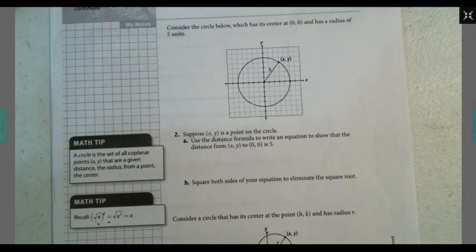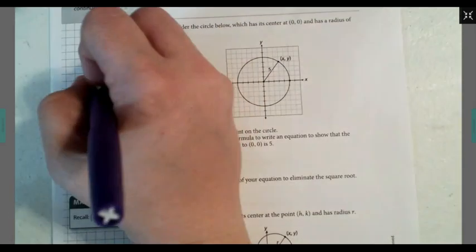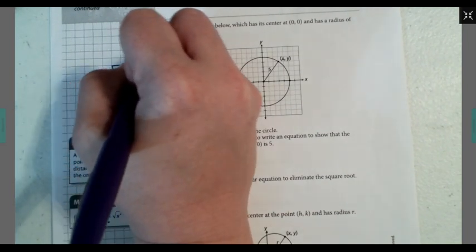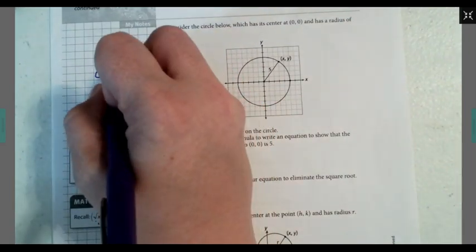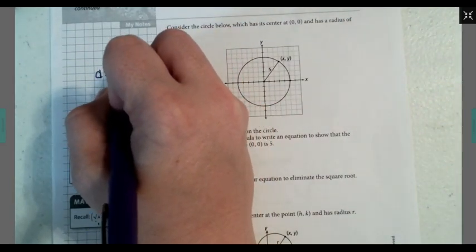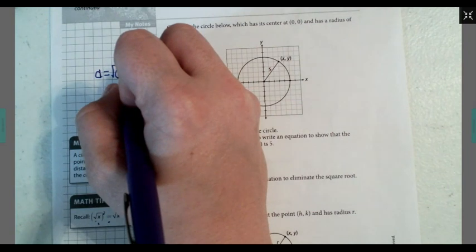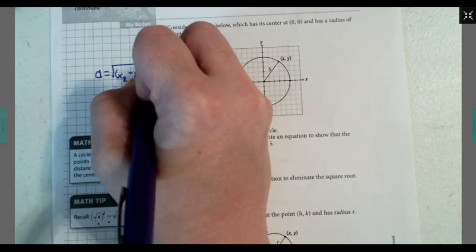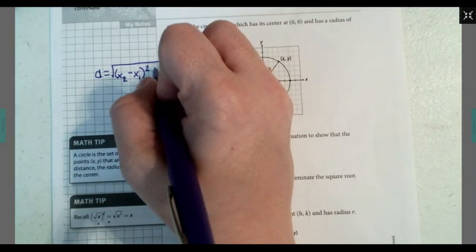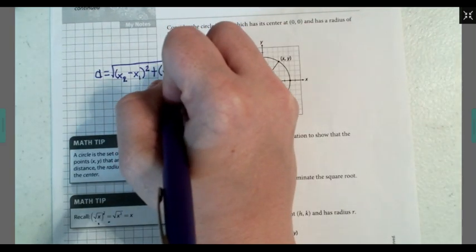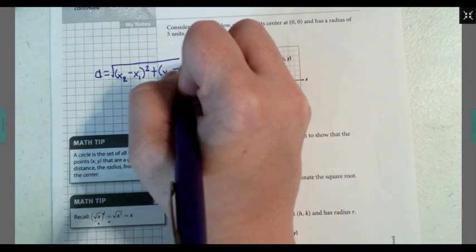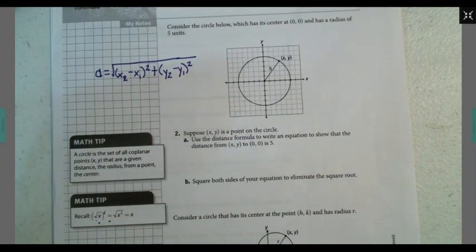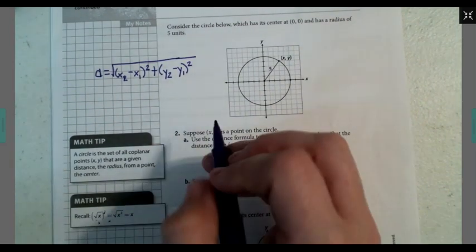So, distance formula. Let's talk about the distance formula, or recall it. Distance equals the square root of x2 minus x1 to the second power plus y2 minus y1 to the second power. That's the distance formula.